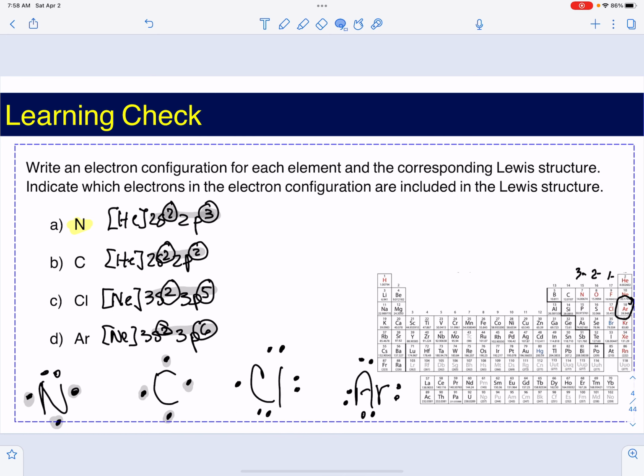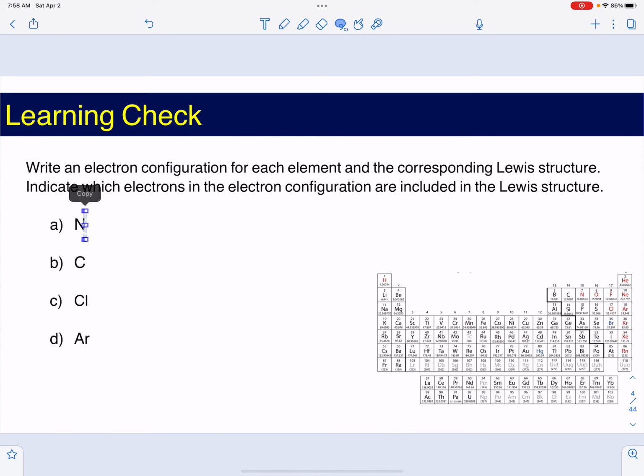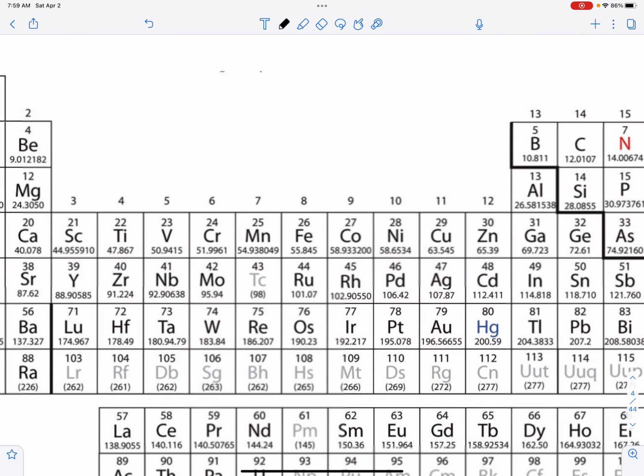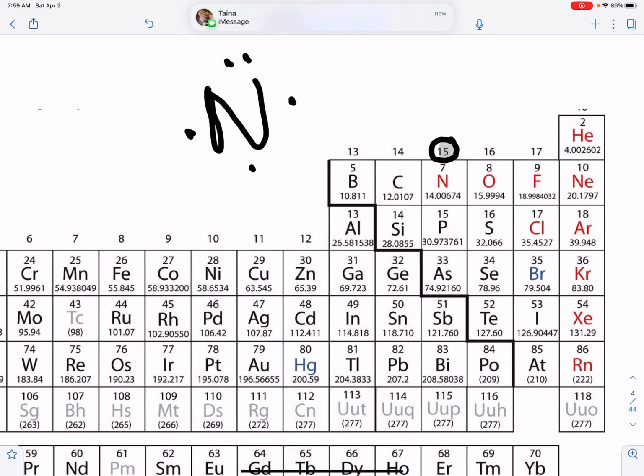So an easier way would be by doing this. Let's do nitrogen. Nitrogen is in group 15, which means I have 5 valence electrons. So nitrogen, 1, 2, 3, 4, 5. So you can do this without the electron configuration. You just have to know that the group number gives you the valence electrons.